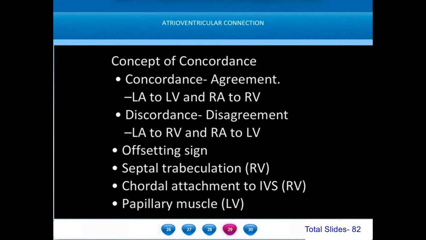After morphologically defining the visceral situs and the atrial situs, we then move on to the atrioventricular connection on segmental analysis. The atrioventricular connections can be concordant or discordant. When we say concordant atrioventricular connection, we mean the left atrium is connected to the left ventricle and right atrium is connected to the right ventricle, as in most normal hearts.